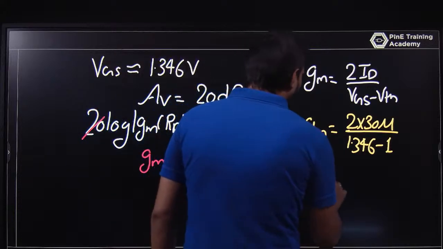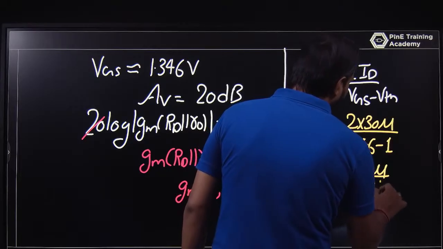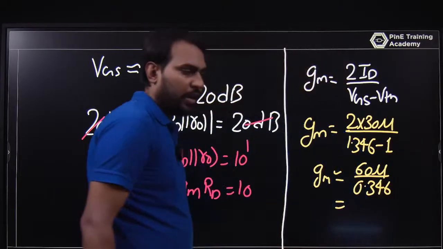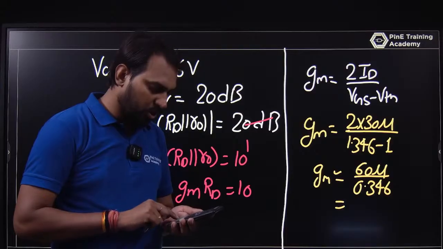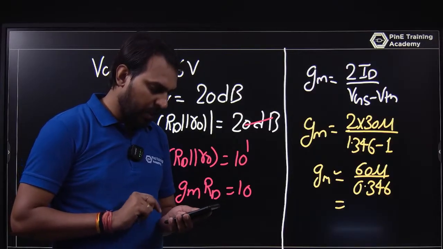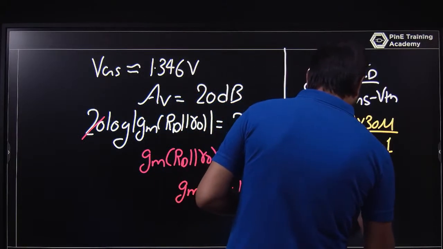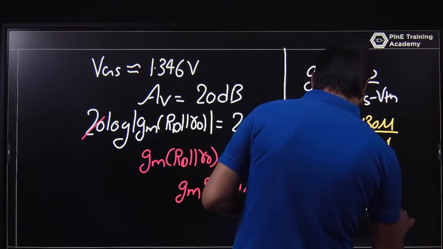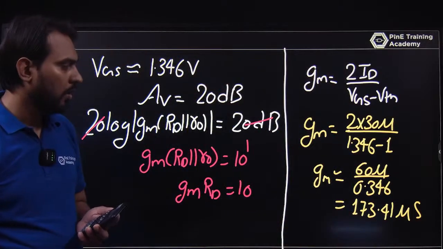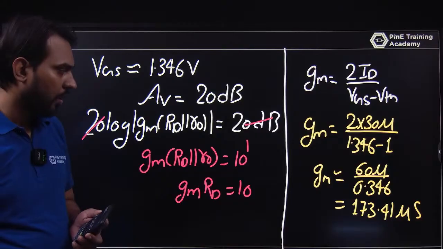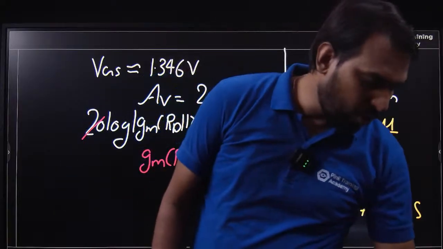So GM is approximately 60 micro upon 0.346. You can calculate it: 60 upon 0.346. That is 173.41 microsiemens. So this is your value of GM.